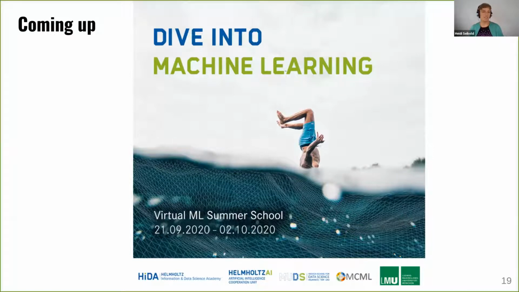This is a collaboration with the Helmholtz Information and Data Science Academy, Helmholtz AI, the Munich School of Data Science, the Munich Center for Machine Learning, and LMU Munich. So it's a big collaboration to create an online summer school for PhD students, and the feedback was really huge. Almost 300 people signed up. We only have space for 100, and I expected something like 25, so I was really surprised to see so many people interested.